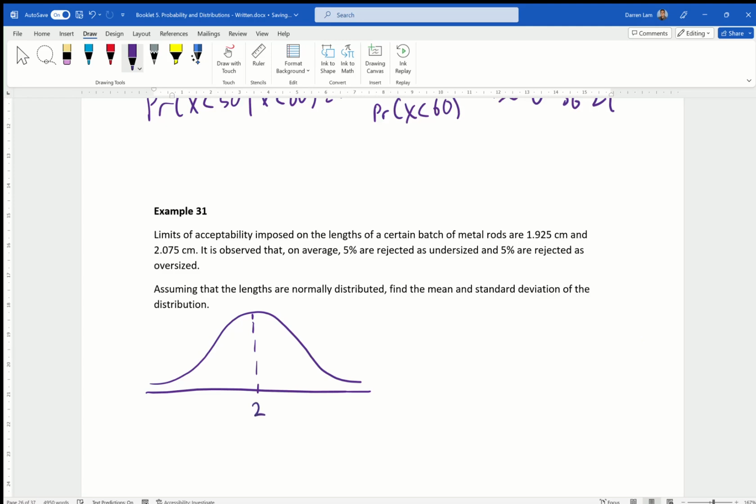The mean, of course, is 2. Oh, sorry, I haven't revealed that yet. We don't know the mean yet. We know this value up here is going to be 2.075, and this value down here is going to be 1.925 centimeters. I should add that in for clarity's sake. The middle is going to be our mu, which we don't know yet. We know this section is going to be 5%, and this one is 5% as well, which makes sense. The middle is now 90%.